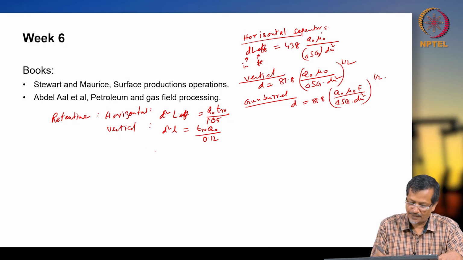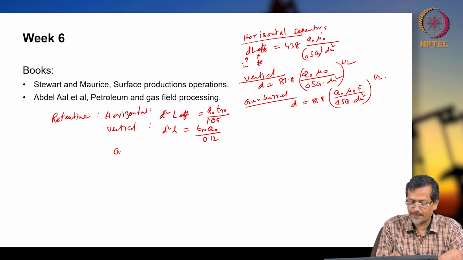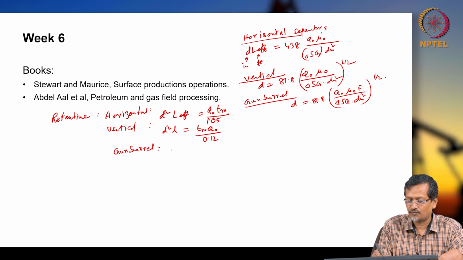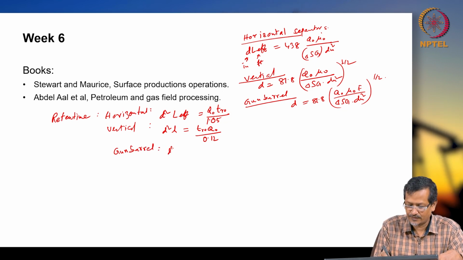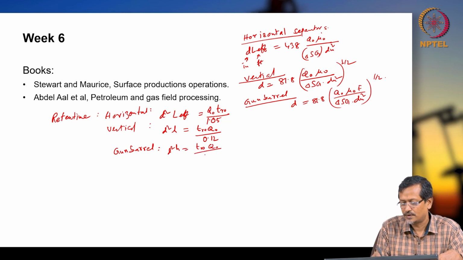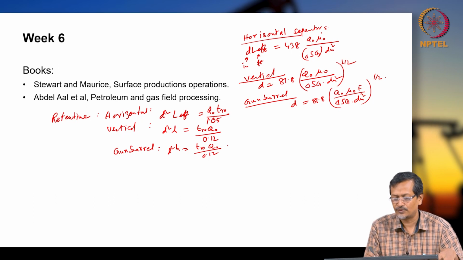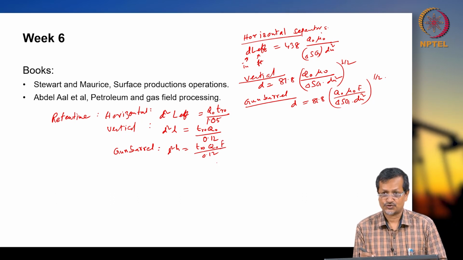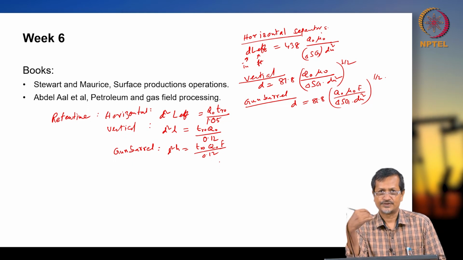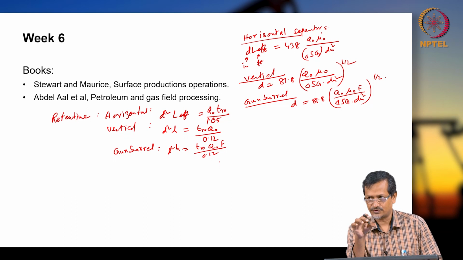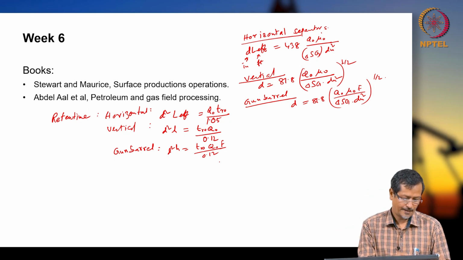If you are using a gun barrel, the formula will be a little bit modified, as I already told: D squared H equals t_ro Q_O over 0.12. The t_ro unit will be in minutes. F will come in for the gun barrel because the short circuit factor is involved, and Q is the flow rate, which you already know. You have to check the units whenever you are calculating.